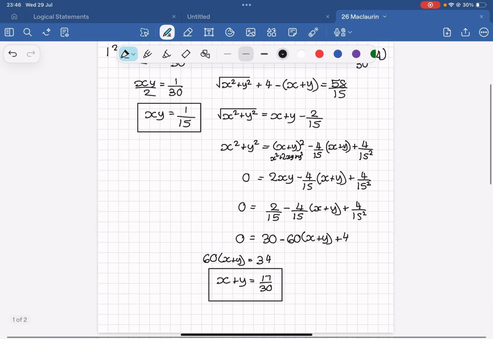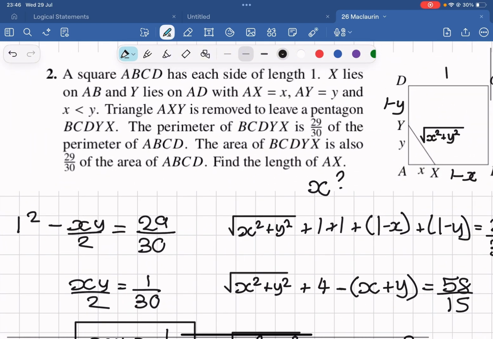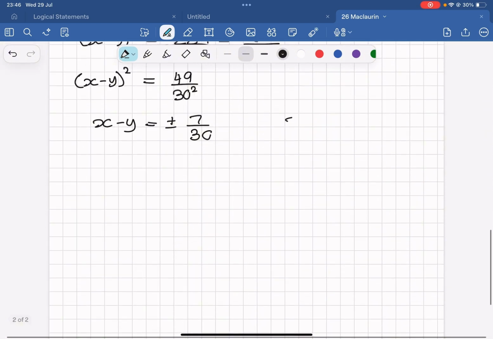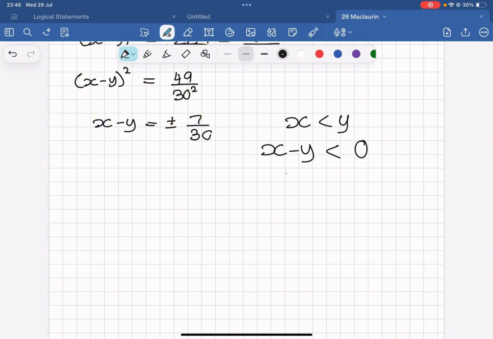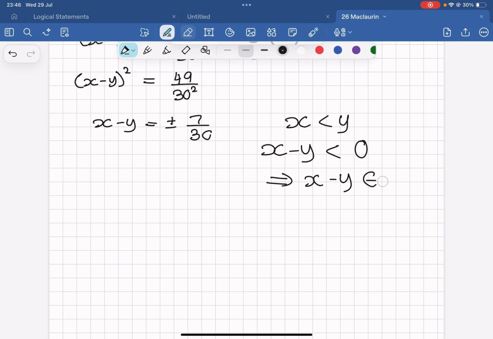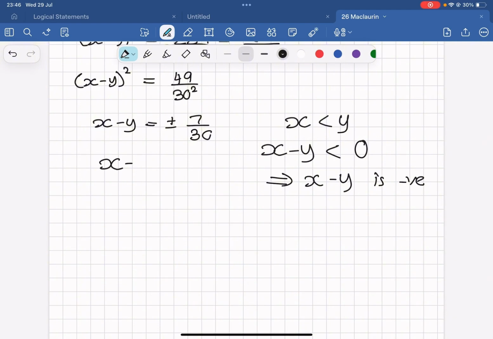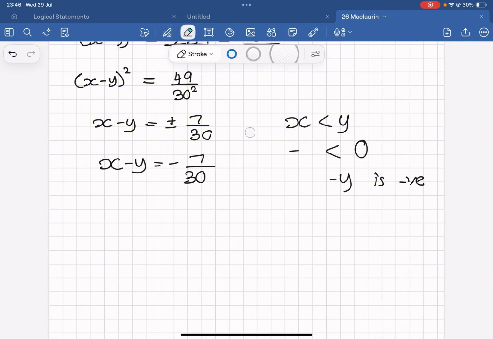Well, let's look at the inequality we had above. We had x is less than y. So when we take away y on both sides, we get x minus y is less than 0. And this implies x minus y is just negative. So we take the negative answer, x minus y equals minus 7 over 30. And boom. Now you may think, well, we wanted x, not x minus y.